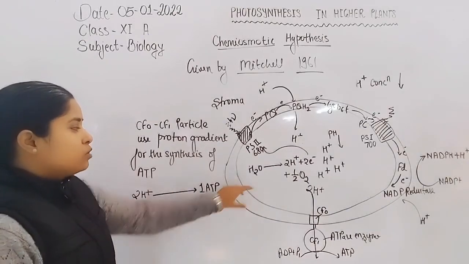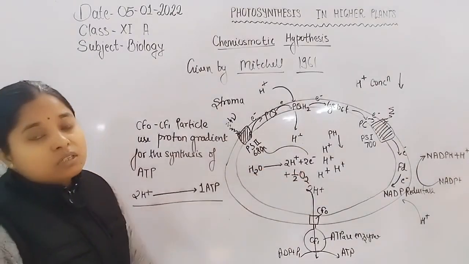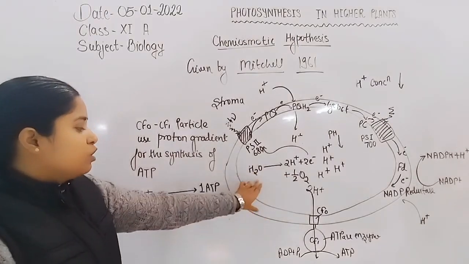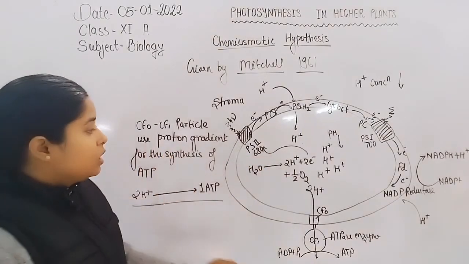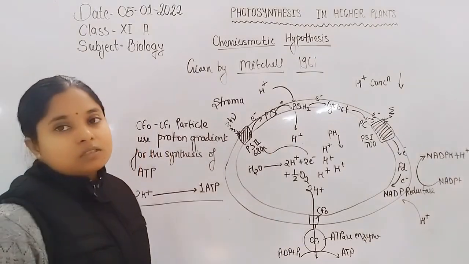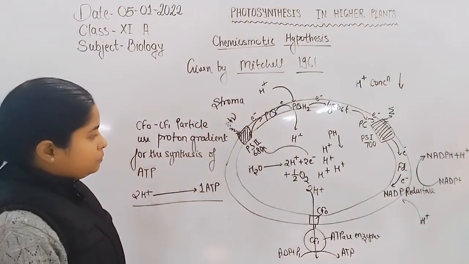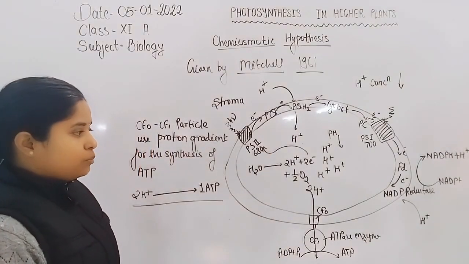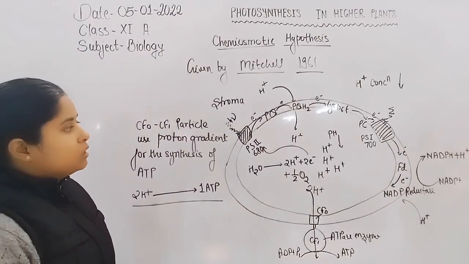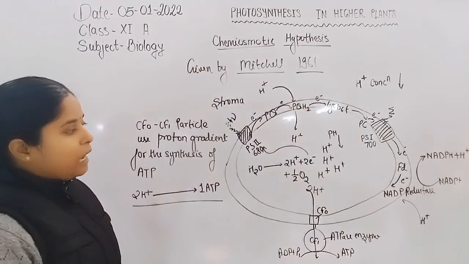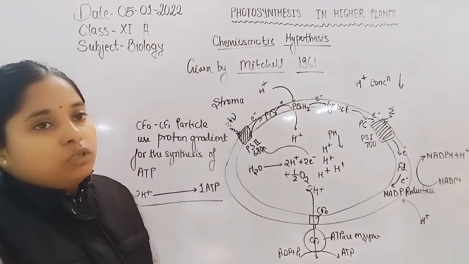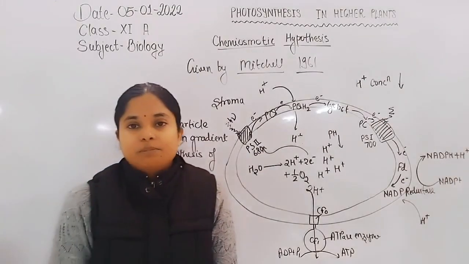So it can also be said that 1 water molecule synthesizes 1 ATP molecule and half an oxygen molecule. So this is the chemiosmotic hypothesis. So here is the overall about the chemiosmotic hypothesis.